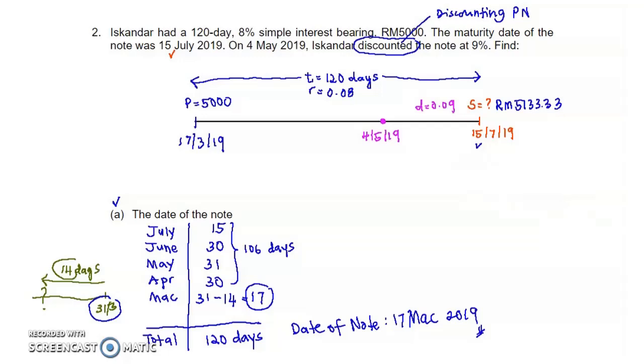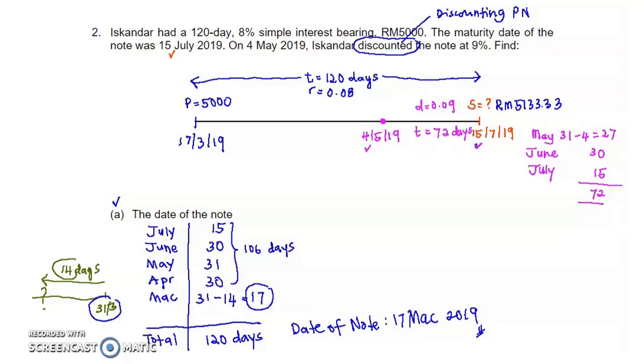Okay, we calculate the discount period. May, June, July. So May we have 31 days. So discounted date on 4th. So minus 4 will be 27 days more left in May. June we have 30 days. July here up to 15. Okay, so number of days here, 27 plus 30 plus 15 equal to 72 days. So discount period here is 72 days.